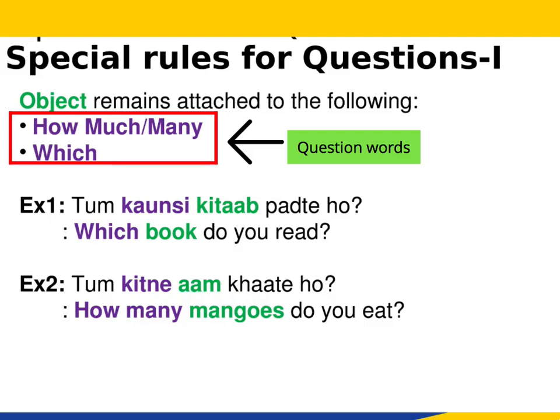तुम कौन सी किताब पढ़ते हो? कौन सी किताब? कौन सी is our question word. किताब is our object word. कौन सी किताब? Side by side. Which book do you read? Which is our question word. उसके तुरंत बाद क्या आ गया? Book. Our object. Which book do you read?